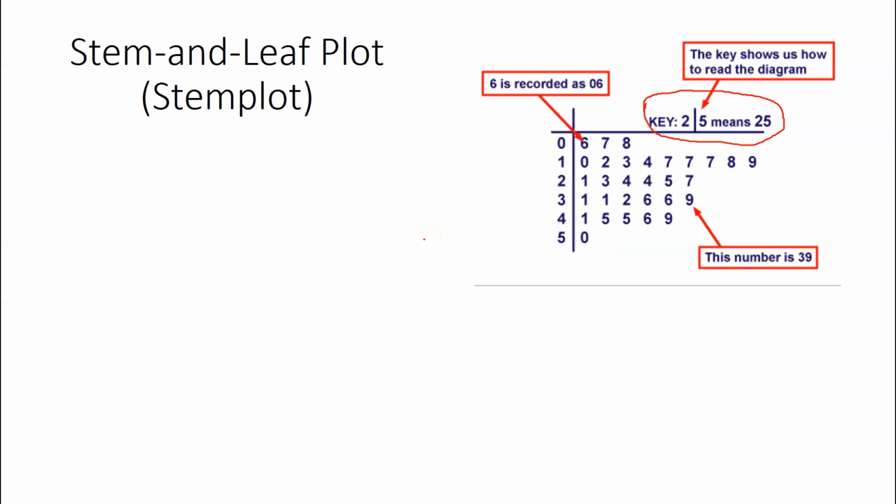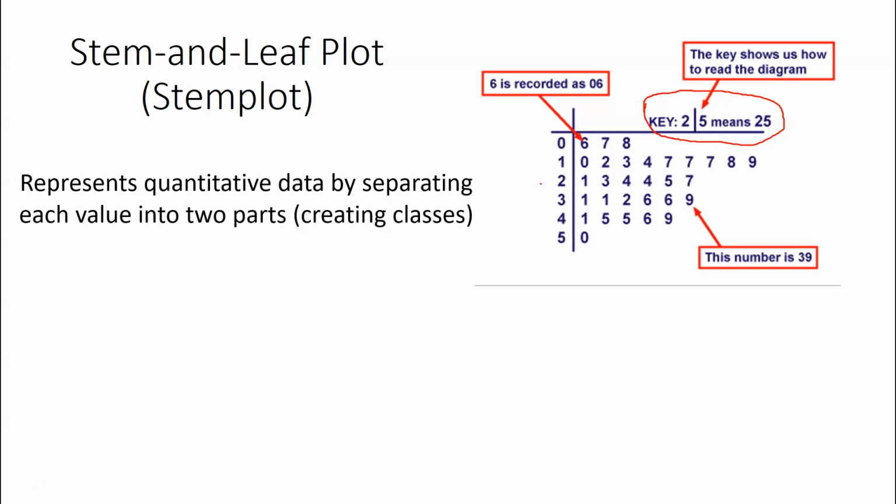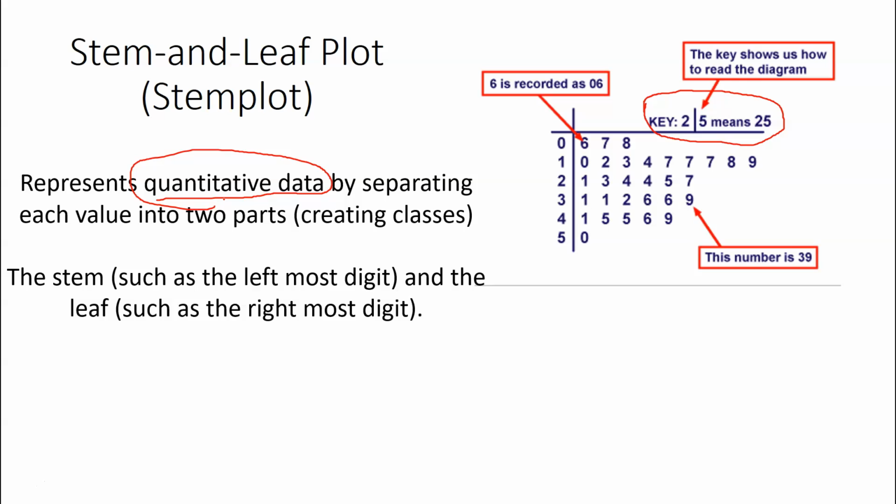But you've got to have a key, because it could be going by tens, it could be going by hundreds, could be going by thousands. I suppose people could get really creative and write all kinds of crazy things. But those are called a stem and leaf plot, or a stem plot. Here we're usually talking about quantitative data.